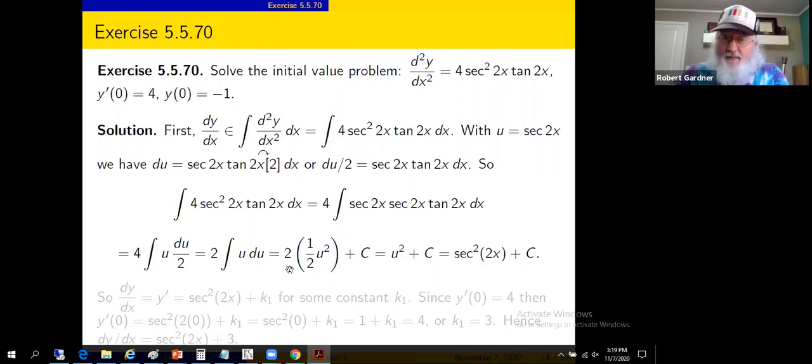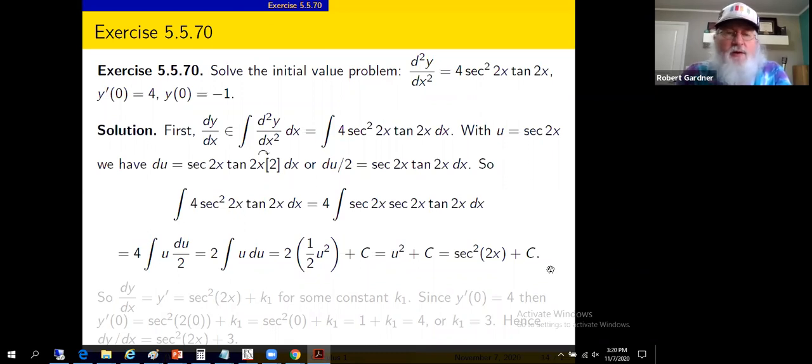Easy enough, 1/2 u squared. Add 1 to the exponent and divide. We can cancel that. We will in the next step. Don't forget the plus c because it's an indefinite integral. We get u squared plus c. u was secant 2x. So we'll plug secant 2x in, giving us secant squared 2x plus a constant.